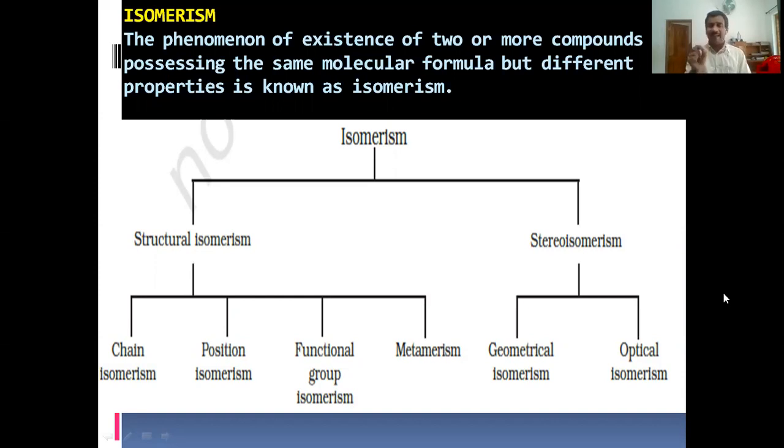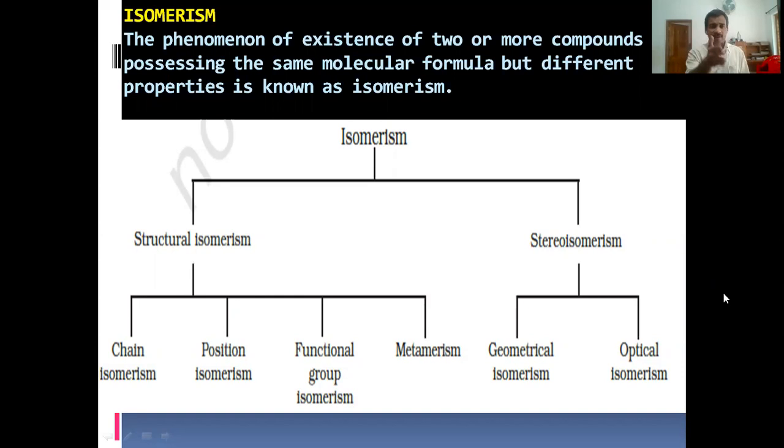If the difference is in the arrangement of atoms or groups within the molecule, we call it structural isomerism. And stereoisomerism arises due to the difference in the spatial arrangement of atoms or groups in the molecule. Stereoisomerism has two types, geometrical isomerism and optical isomerism. We will discuss geometrical isomerism in the next chapter and optical isomerism in the second year topic.